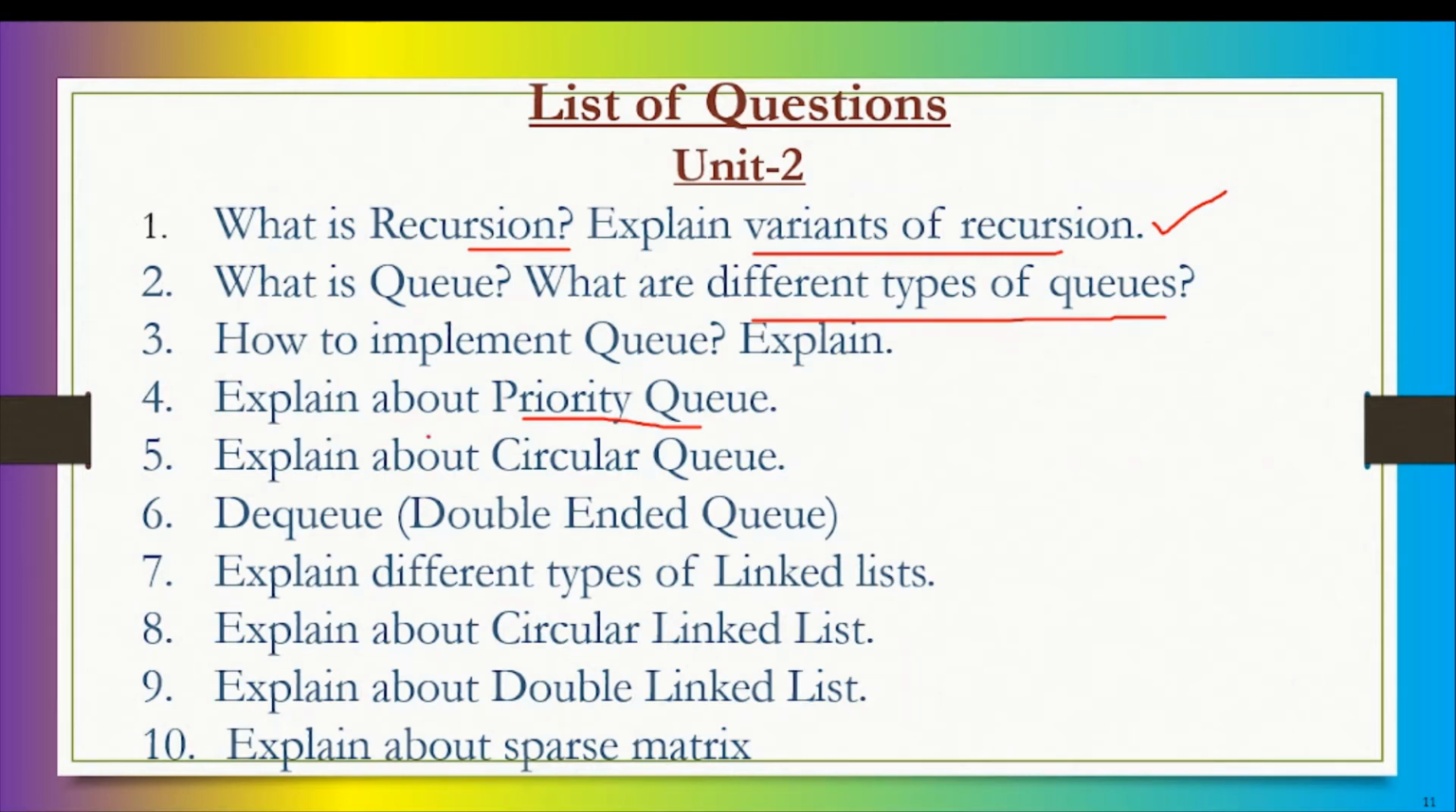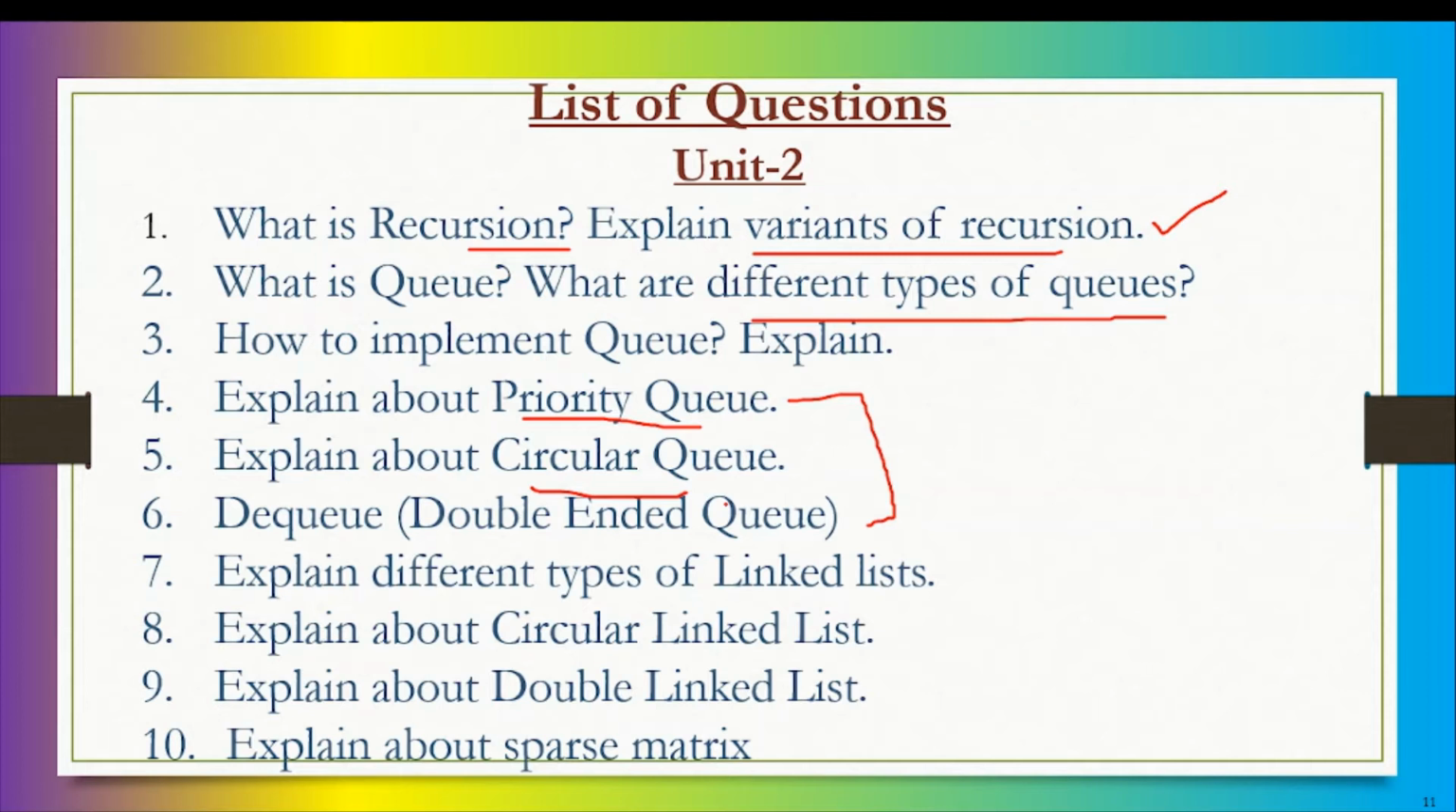Okay, and the operations and how to implement this can be explained here. And explain about the circular queue. If we ask the circular queue, this is also for the short questions. What is queue and what is the circular queue, and different operations we can perform on the circular queue. And another is the Dequeue. From these three questions, priority queue, circular queue, Dequeue or double-ended queue, any one is compulsory for the short questions.